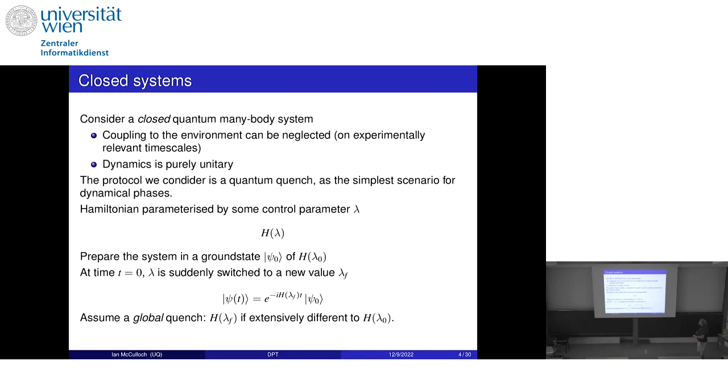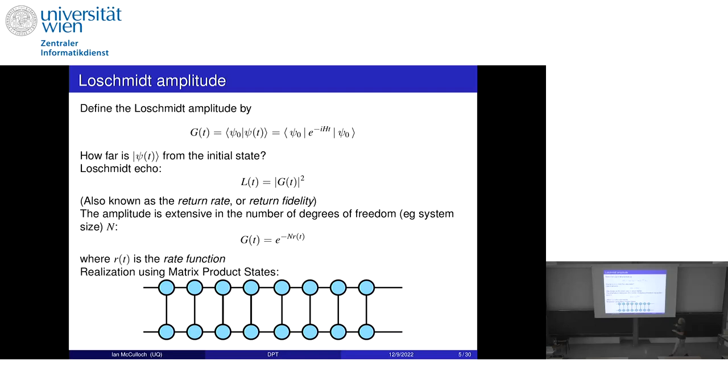So we can define then how close we are to our initial state by what's known as the Loschmidt echo, which is essentially the overlap of my time evolved state to my initial state. So this overlap is telling me, after I've evolved my state in time t, how close am I back to my initial state?